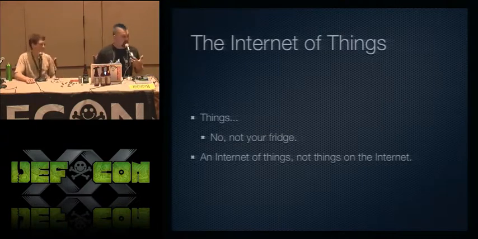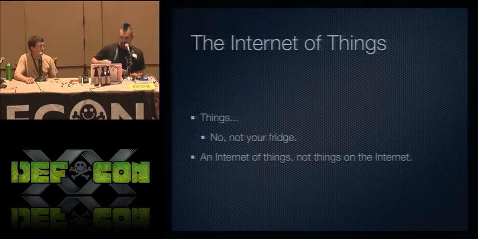We're not talking about your fridge here. When we talk about things, we're talking about a network of things, not things on the internet. There's a huge difference. I'm not going to take my garage door and attach it to the internet and call it the Internet of Things. The garage door is just a thing on the internet. It's just another network-connected thing, right?